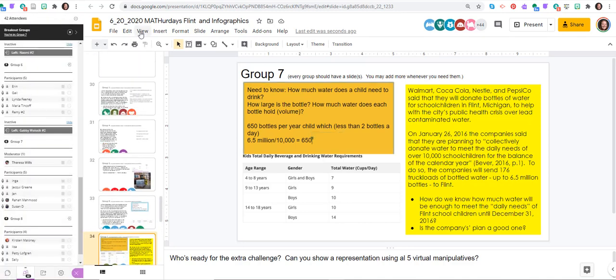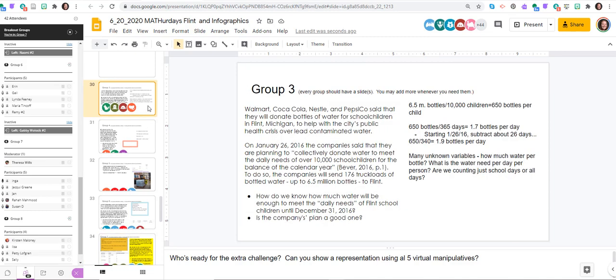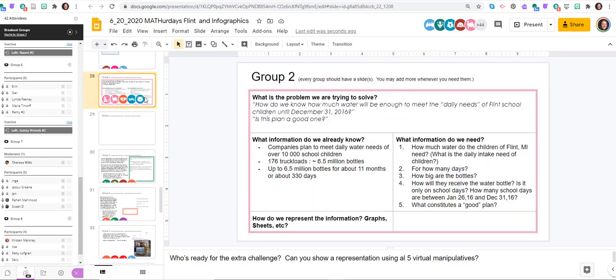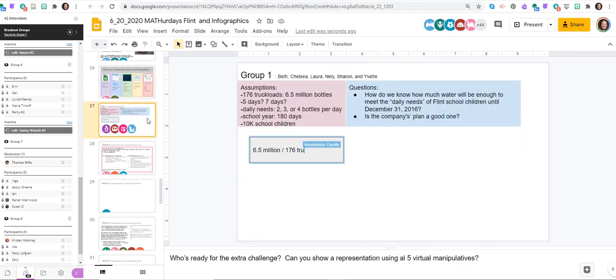How many days did we say we were thinking of in a year? I think we use traditional 365. But are they only doing it when they're in school? Yeah, that's what, right. 180 days. Okay, so I think we should. But it does say for the balance of the calendar year. Okay, the calendar year.